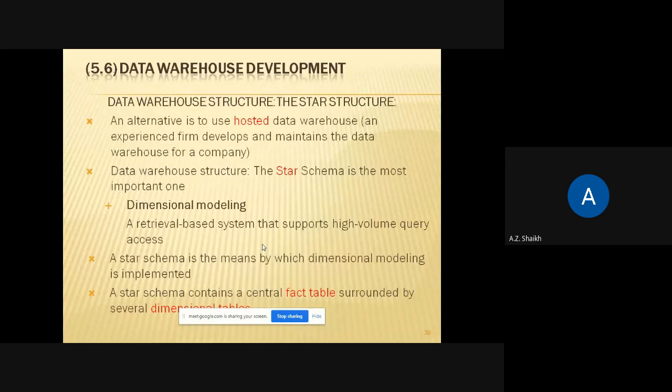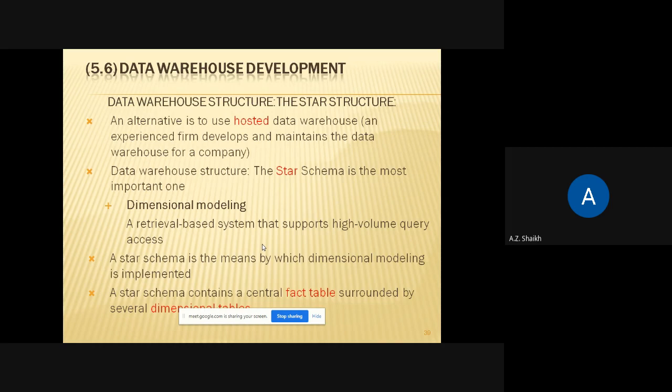Now, today we are discussing the data warehouse architectures. Which architecture is used by the data warehouse? One of the architectures we are explaining here is the star architecture. We already discussed that there are some warehouses which are readily available, and some organizations use their hosted data warehouse.